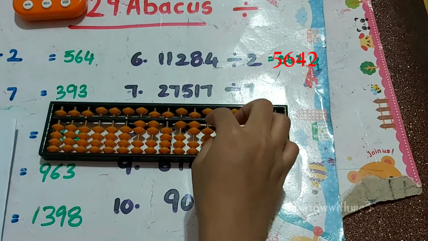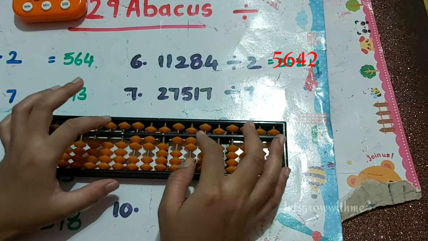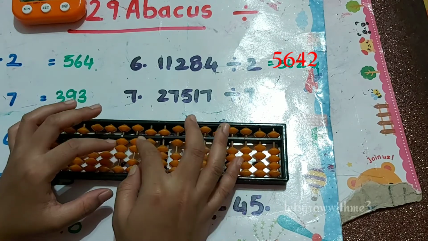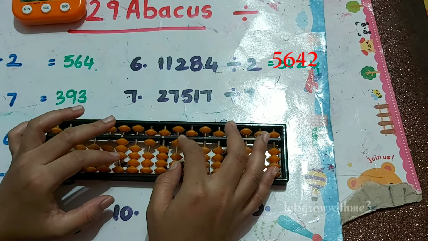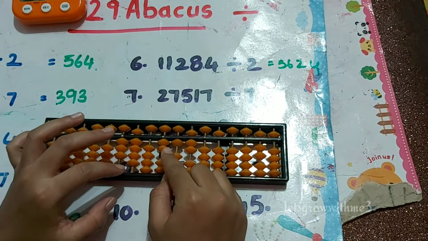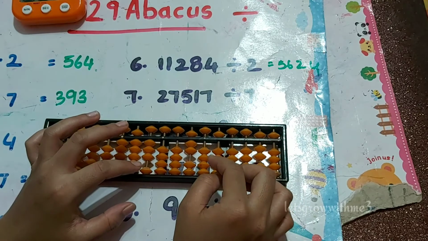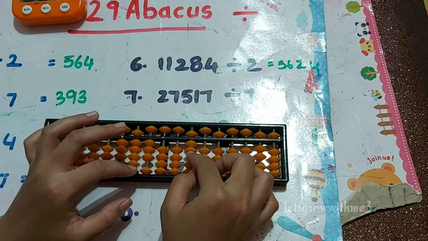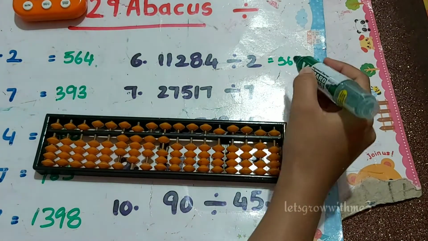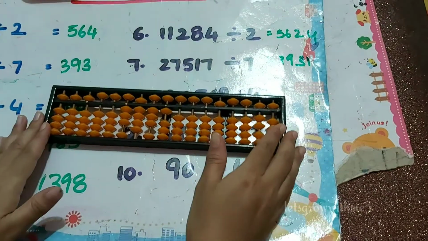Next, 27517, divided by 7. Again you have to take 2 digits as your dividend. So 7 3s are 21. Remove 21 from 27. Next one is 65, so 7 9s are 63. Next dividend 21, which is 7 3s are 21. Next one only 7, so we must take 1. Remove, that's it. So our answer is 3931.